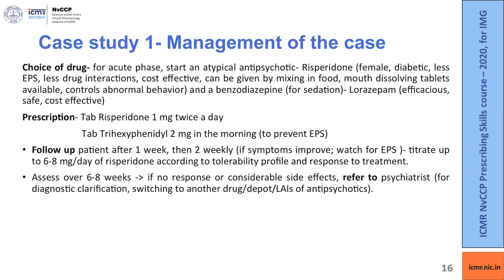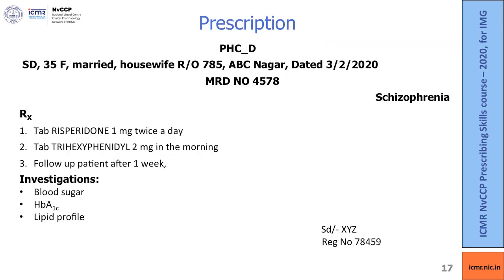In addition to this, for sleep disturbances, we will add a benzodiazepine like lorazepam, which is efficacious, safe and cost effective. So, look at the prescription for this patient. We will use tablet risperidone 1 mg twice a day, which we can gradually increase up to 4 mg. Tablet trihexyphenidyl 2 mg in the morning. We need to follow up this patient after 1 week and thereafter every 2 to 4 weeks.